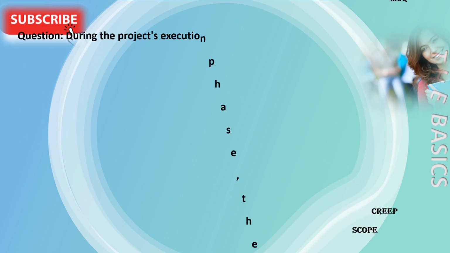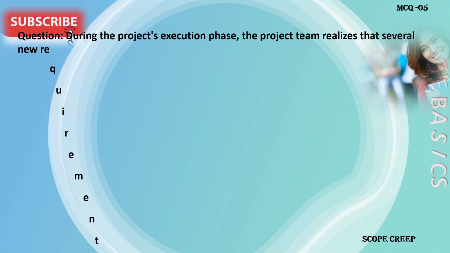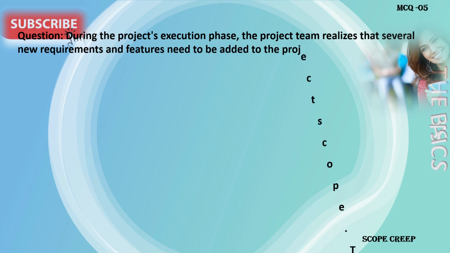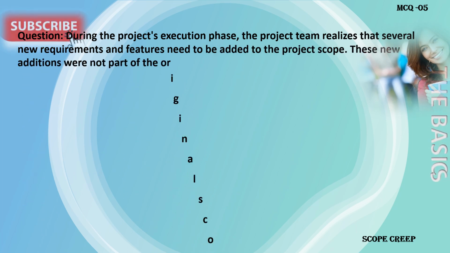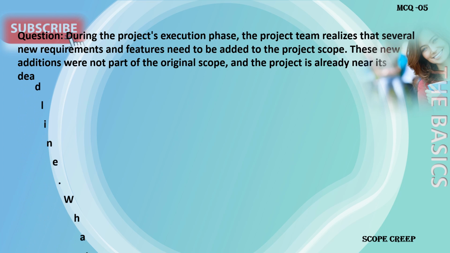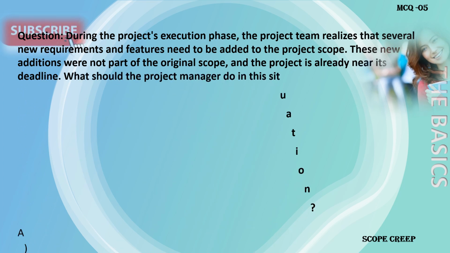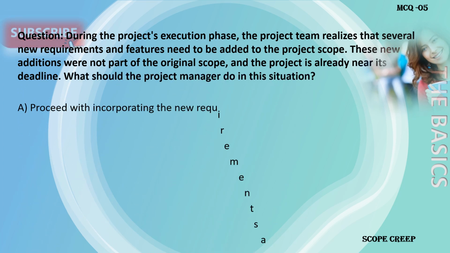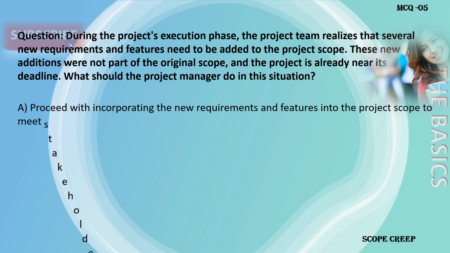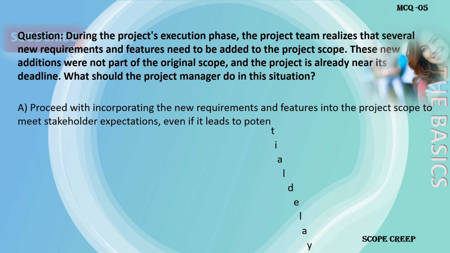Question number 5. During the project execution phase, the project team realizes that several new requirements and features need to be added to the project scope. These new additions were not part of the original scope, and the project is already near its deadline. What should the project manager do in this situation?